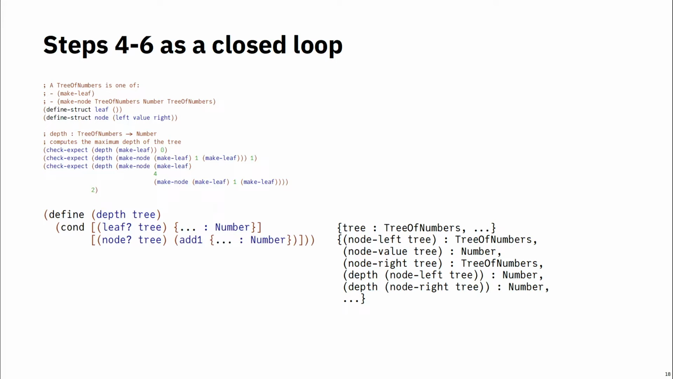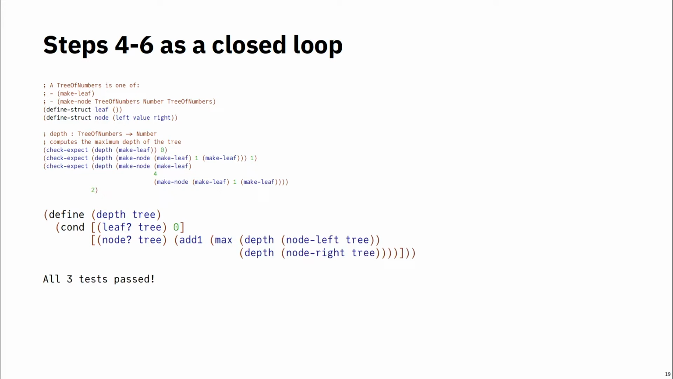So we could also guess an application. So we could say, oh, add1 is a function from number to number. Let's try that. That would be cool. And then we have another number-shaped hole that we need to plug. We keep doing this for a while, and eventually we end at this solution, where our leaf returns 0 and our node returns add1 of max of the left and the right.